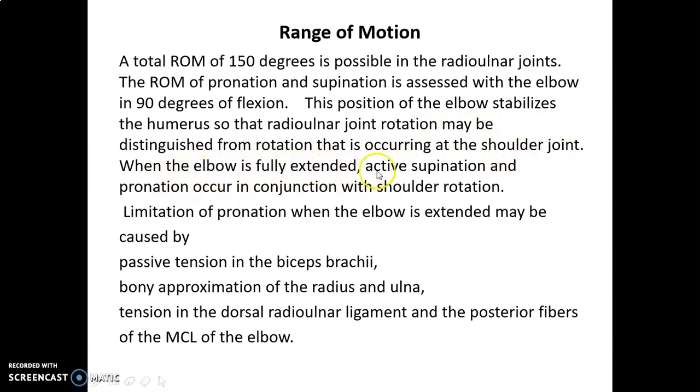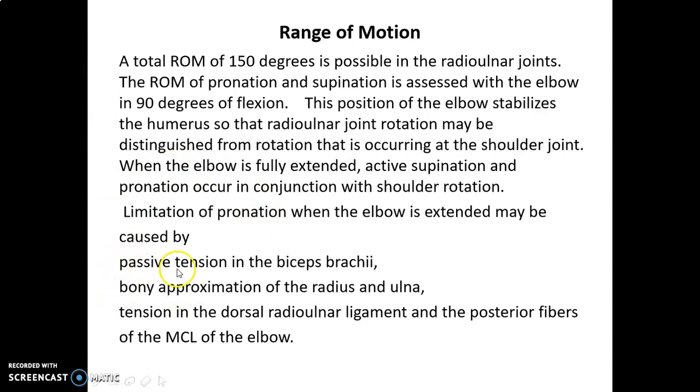When the elbow is fully extended, active supination and pronation occur in conjunction with shoulder rotation. Limitation of pronation when the elbow is extended may be caused by several factors. A few degrees of limitation of pronation will happen if somebody is extending the elbow and trying to pronate. Students, you can try that yourselves: flex your elbow and try to pronate, then extend your elbow and try to pronate. There will be a slight difficulty in getting the free range which is available during elbow flexion. What are the reasons for that? Here I have stated the reasons.